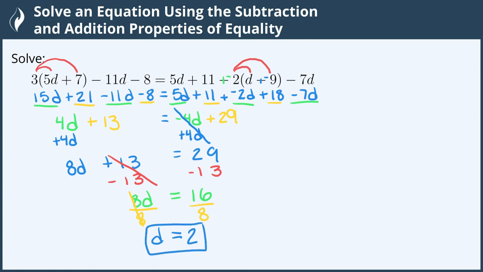We could also check this by putting 2 back into the original equation. However, it seems that I've run out of room, and so I challenge you to try it on your own by substituting 2 back in for every variable in the original equation. And we're all done.